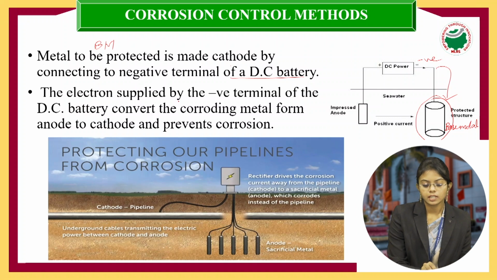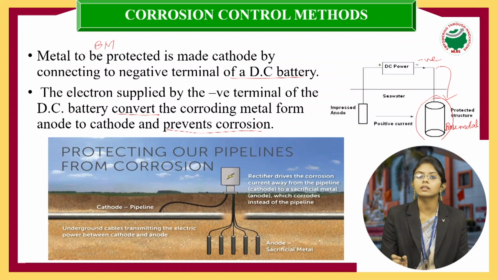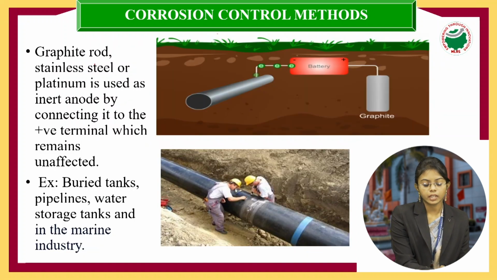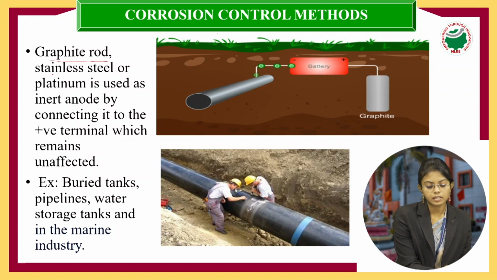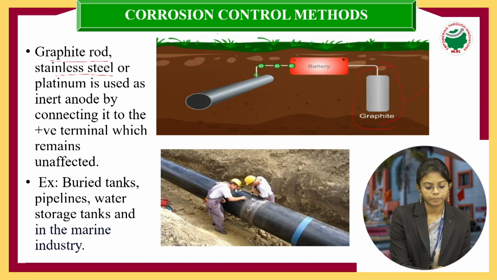Now the electrons supplied by the negative terminal of the DC current are going to convert the corroding metal from anode to cathode, and it prevents the corrosion. We know that when it is converted into a cathodic metal, corrosion is prevented. Here we use graphite rods, stainless steel or platinum as the inert anode. Whatever anodic metal we use here, we use steel or graphite.